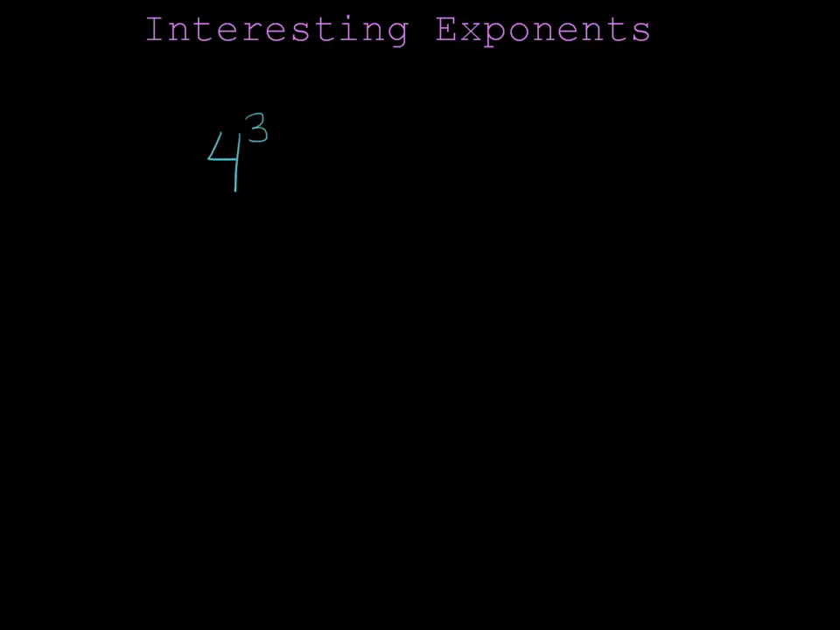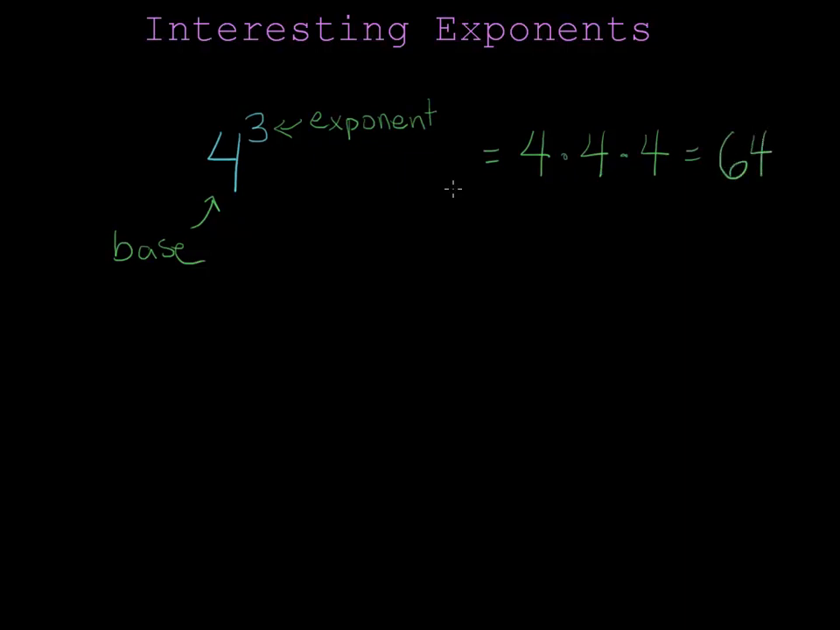So let's remember that 4 is the base and the raised number, in this case 3, is the exponent. So the exponent tells us how many times to multiply the base times itself. So this means that I will multiply 4 times itself 3 times, or I'll have 3 4s multiplied together. 4 times 4 is 16, times 4 again is 64. So 4 to the third power is 64.